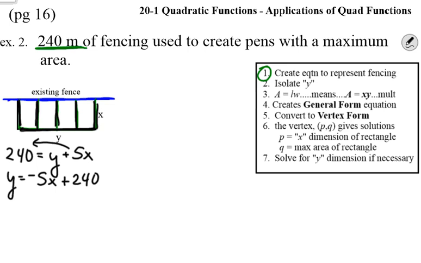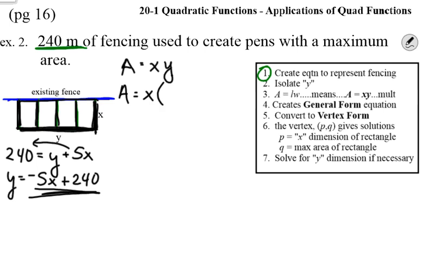Now we know the area of this pen can be found by going x times y, length times width. But I don't want two variables there. I want to take my y and say the area is going to be the x length times the y length, but we're going to use that y expression instead of just a y.